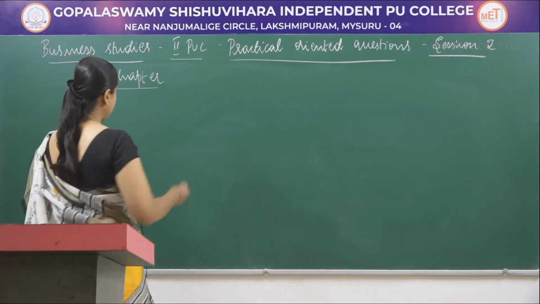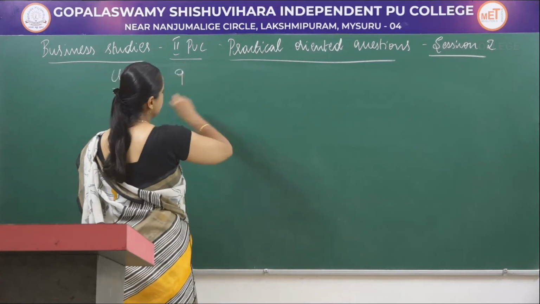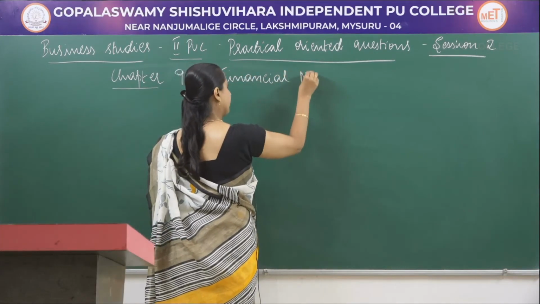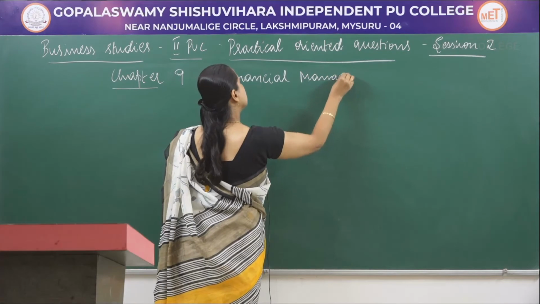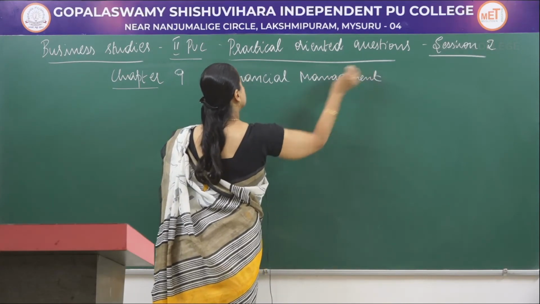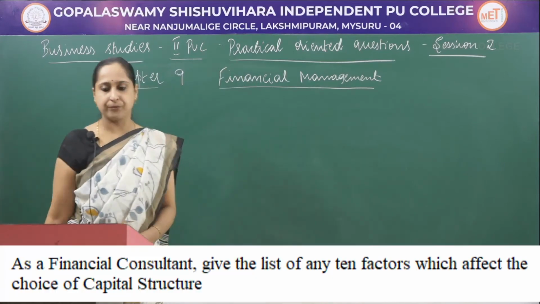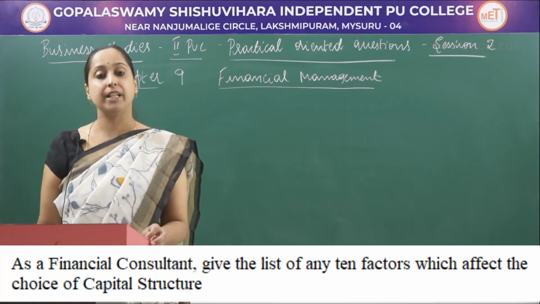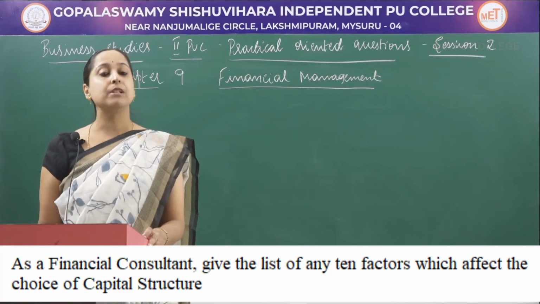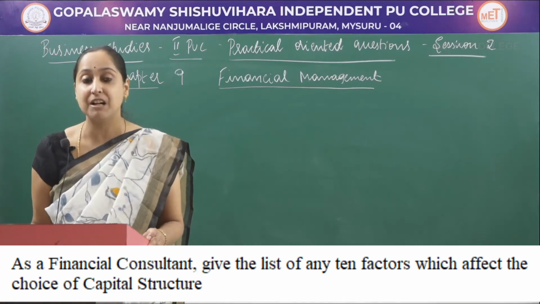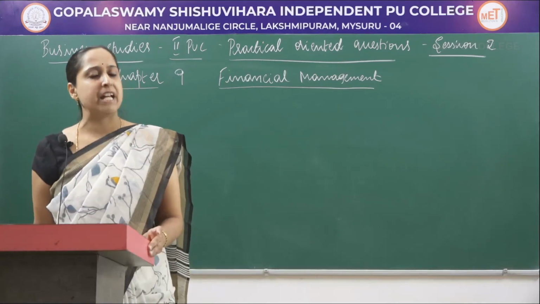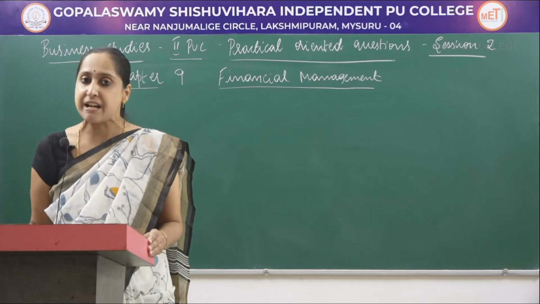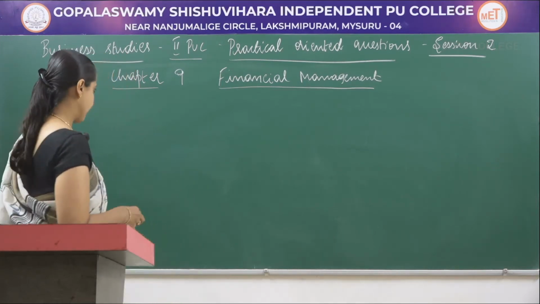Next practical oriented question is from chapter 9, that is financial management. Now let us see the question. As a financial consultant, give the list of any 10 factors which affect the choice of capital structure. So here you have to write the points related to the factors affecting capital structure. There are various factors which affect the choice of capital structure. Here you have to write any 10 factors. So now let's write one by one.